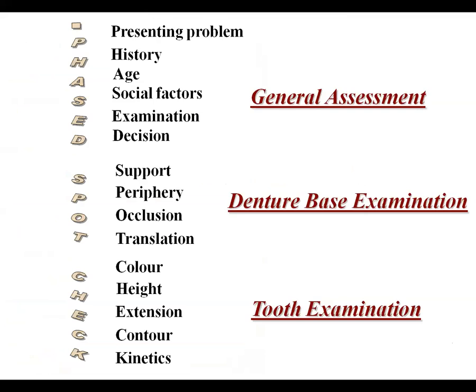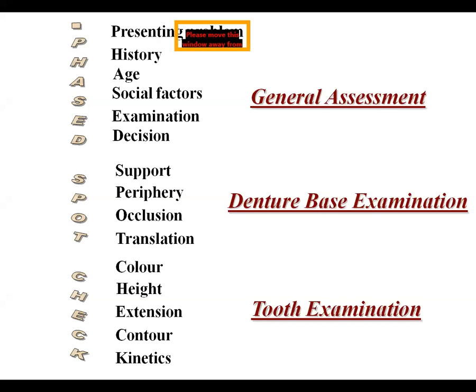In general assessment, there are 6 things we have to check. In denture-based examination, there are 4 things. And in tooth examination, we have to check 5 things. Is that clear? Afterwards, see how to remember. The number of factors are there, 6 factors, 4 factors, 5 factors. How to remember these things?